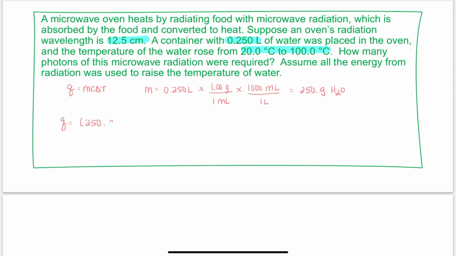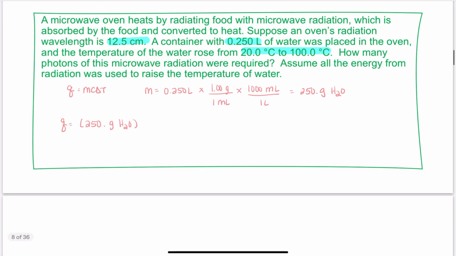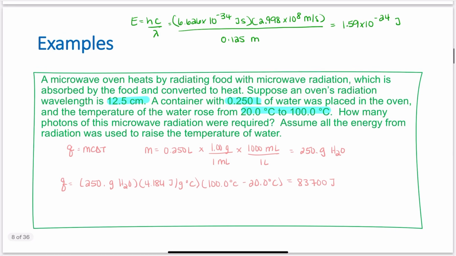My Q is equal to my 250 grams of water times my specific heat of water, which is 4.184 joules per gram degree C, times my temperature change. Final temperature, 100 degrees C, minus initial temperature, 20 degrees C. This gives me a heat Q value here with 3 sig figs, 83,700 joules of heat. So this is the amount of heat I needed to heat up that water.